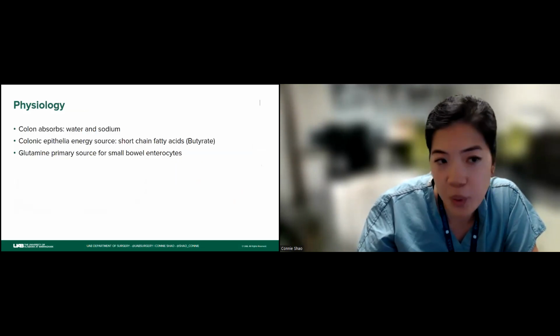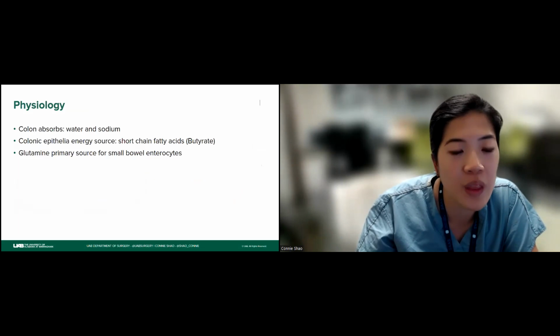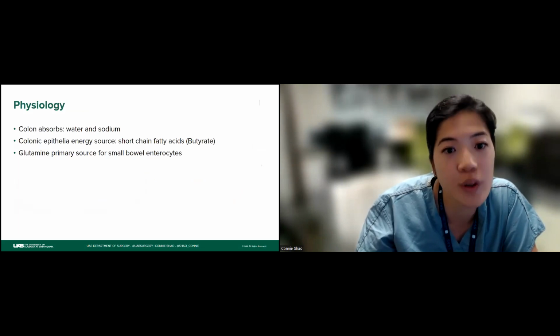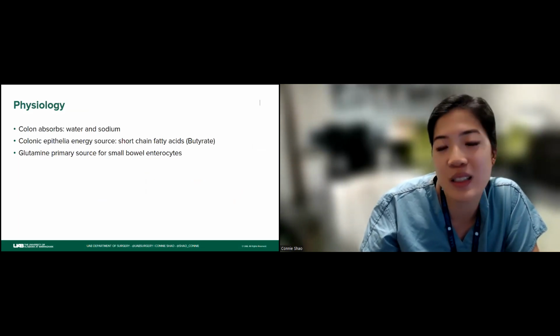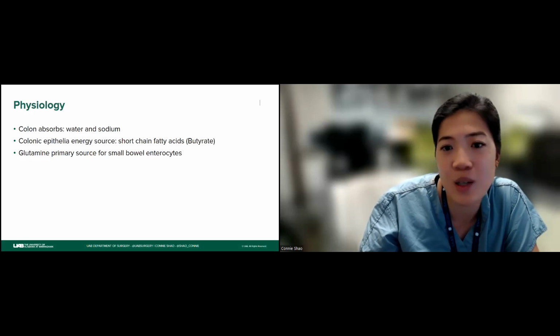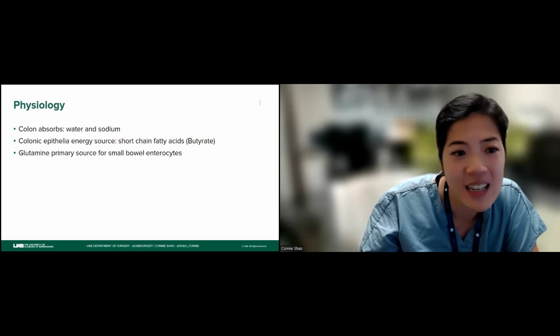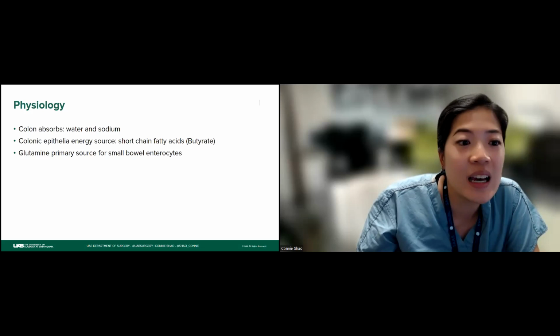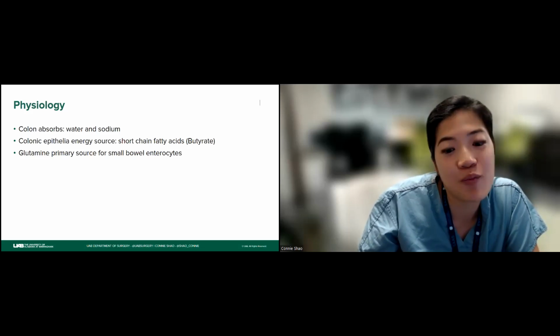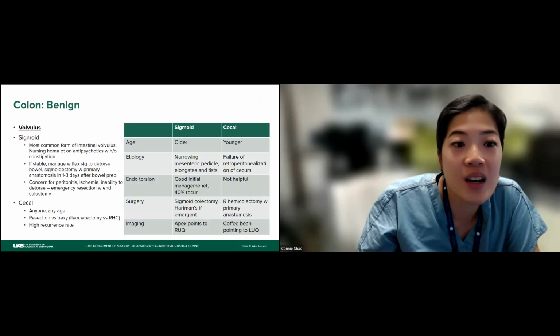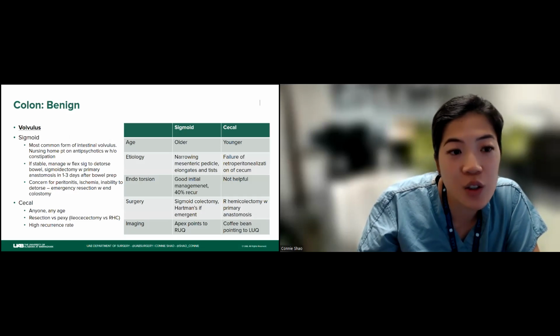Physiology, here are just some buzzwords. Colon is for water and sodium. The energy is from short chain fatty acids. This is not super PC, but I just think butyrate, like booty rate, for butt and colon, and then glutamine for enterocytes. And then here is basically sigmoid and cecal volvulus.